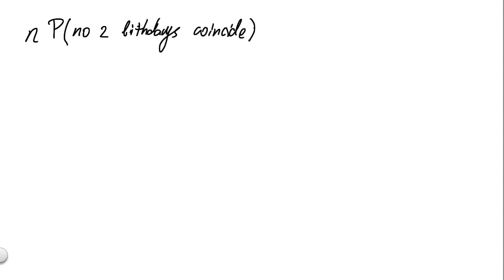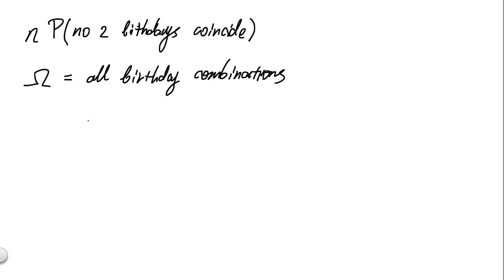In this exercise, we'll be looking at a problem called the birthday paradox, where we have n people, and each person has a random birthday out of the 365 days. And the probability we want to measure is the probability of the event that no two birthdays coincide. To set up the problem, we'll define the sample space omega as the set of all possible birthday combinations.